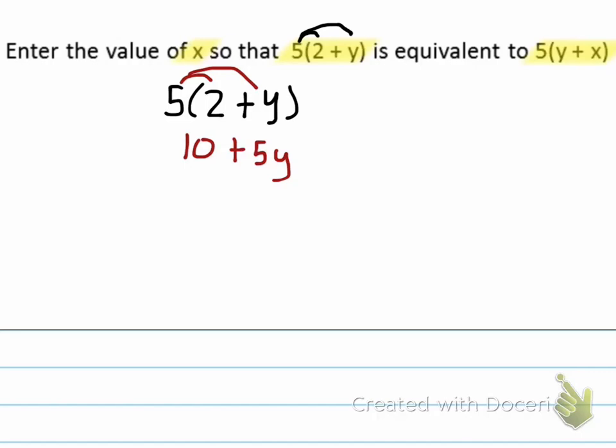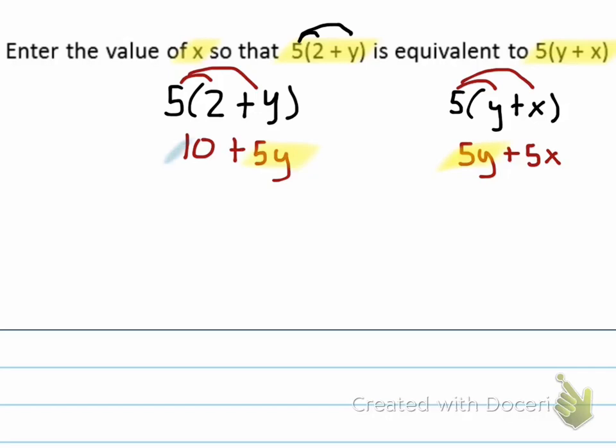So let's do the same thing here. It's a little different here, but again, same concept. So 5y plus 5x. So what's missing? We have 5y in both. So what we're missing is this 10 right here, right? So what does x have to equal? 5 times what number equals 10?